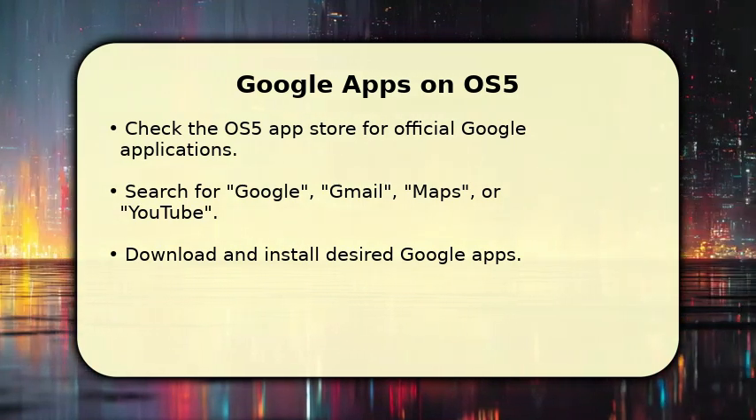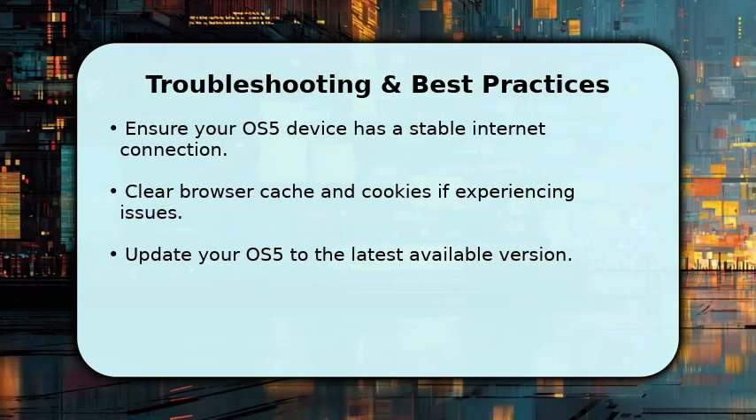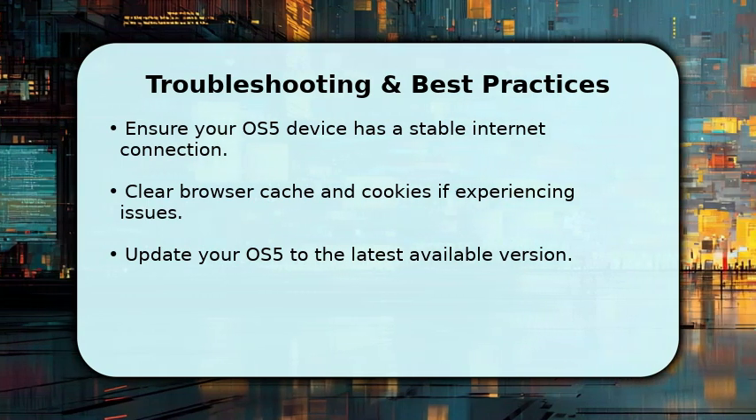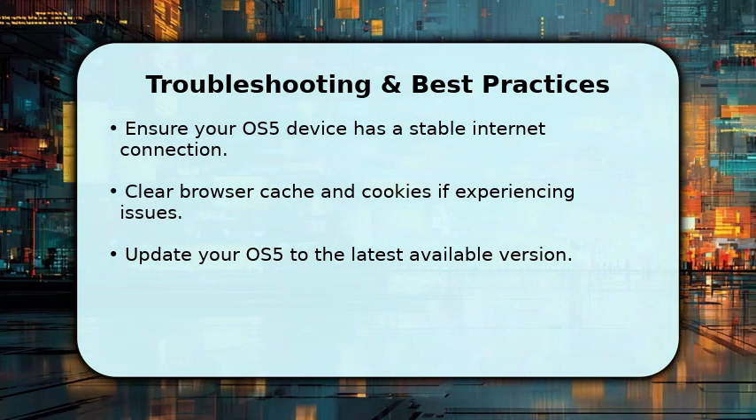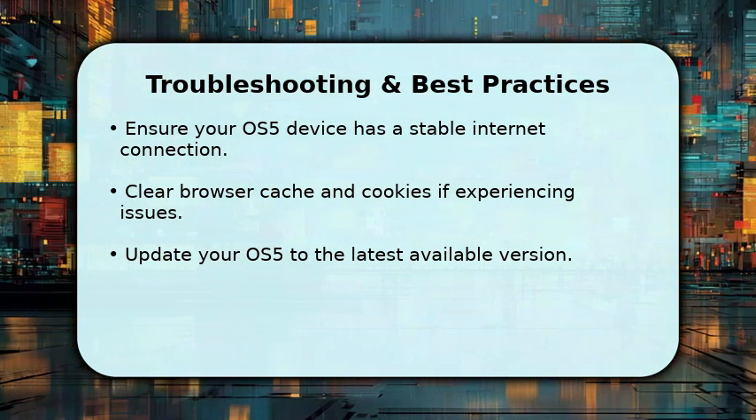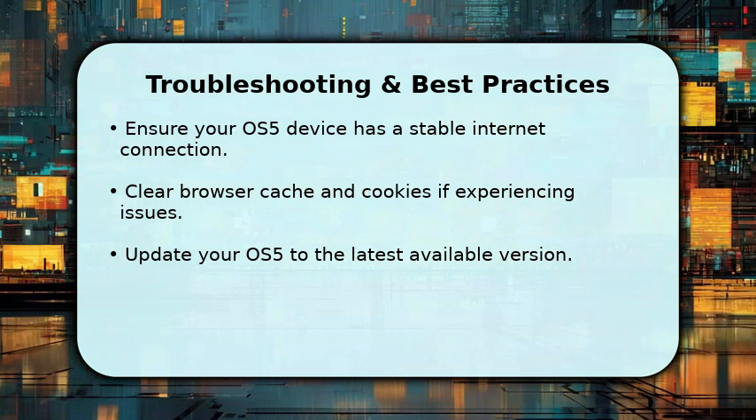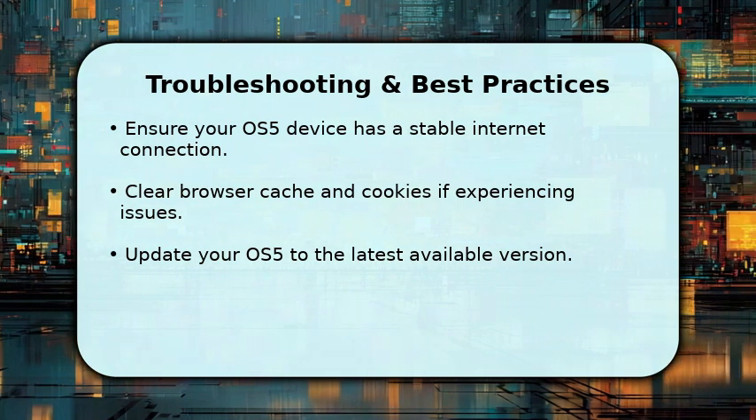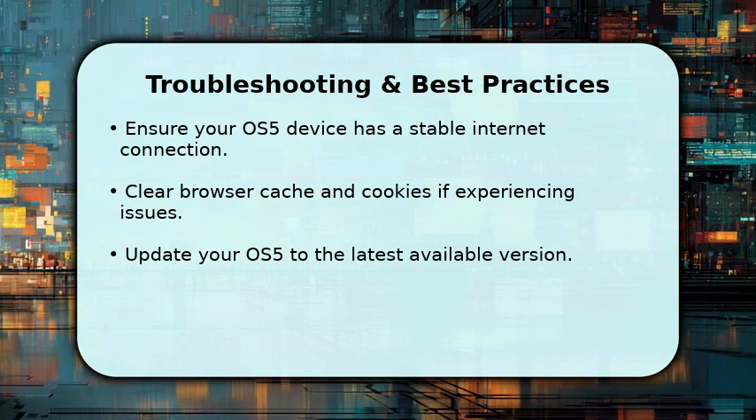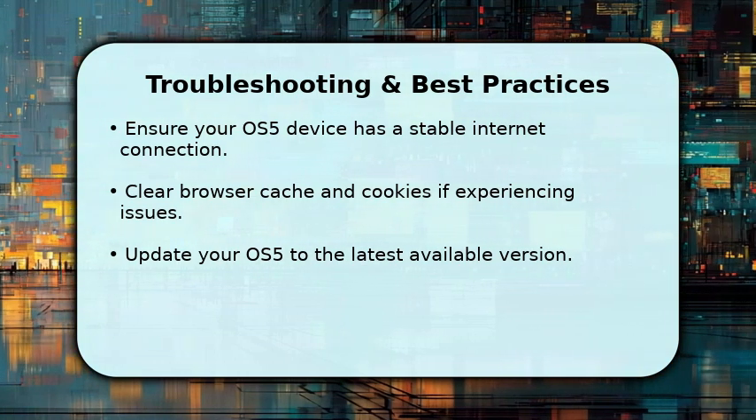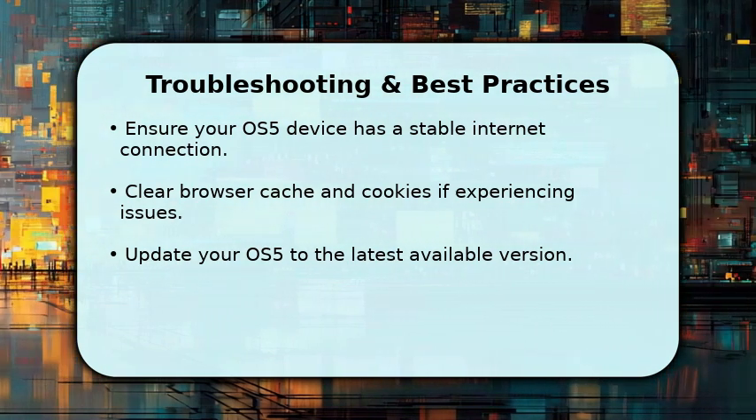If you encounter any difficulties, first ensure your OS 5 device has a strong and stable internet connection, either Wi-Fi or cellular data. Sometimes, clearing your browser's cache and cookies can resolve loading issues. This option is usually found in the browser's settings. Keeping your OS 5 updated to its latest version can also improve compatibility and performance. For persistent problems, consult the official OS 5 support documentation or community forums for specific guidance tailored to your device.